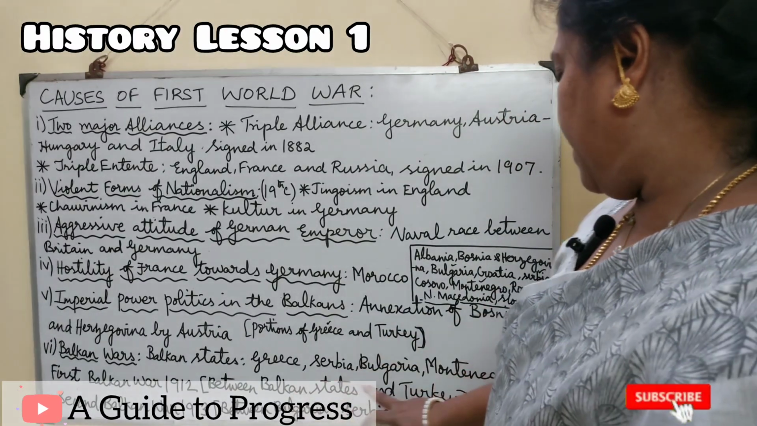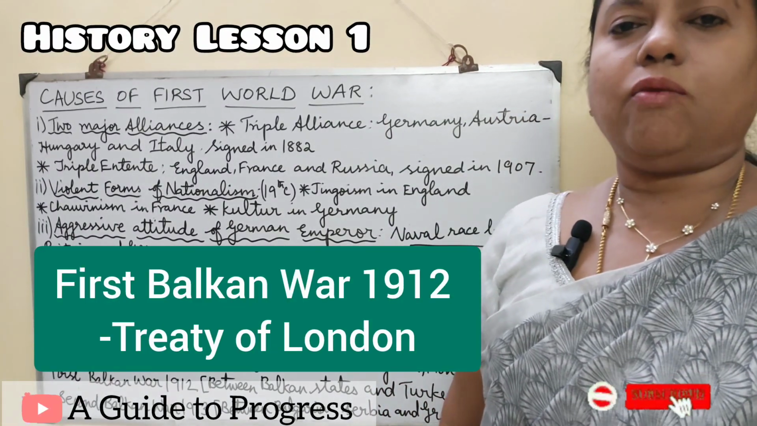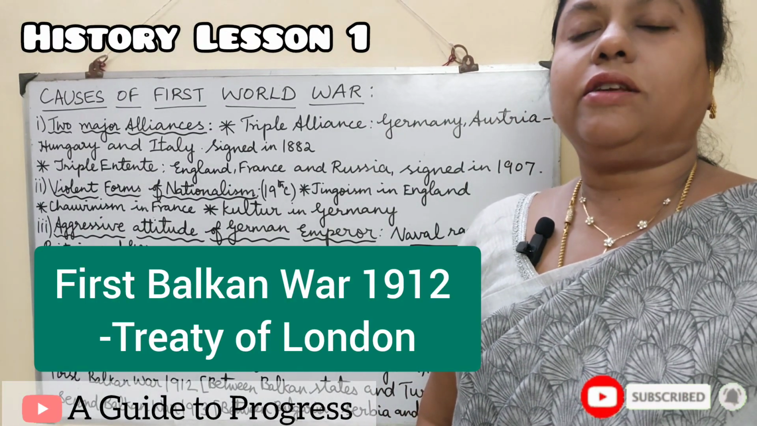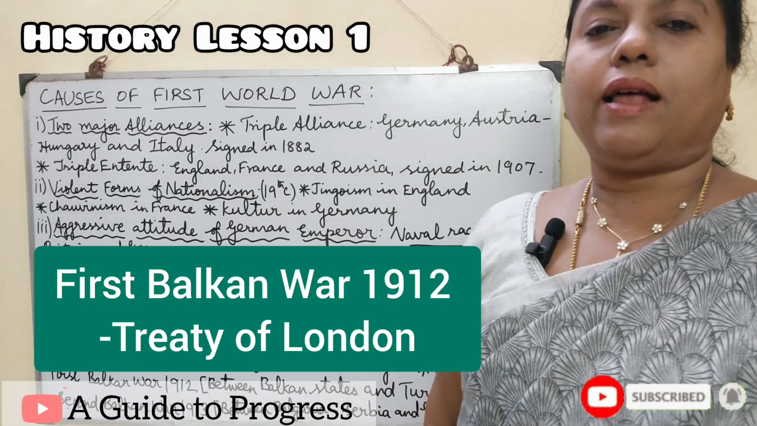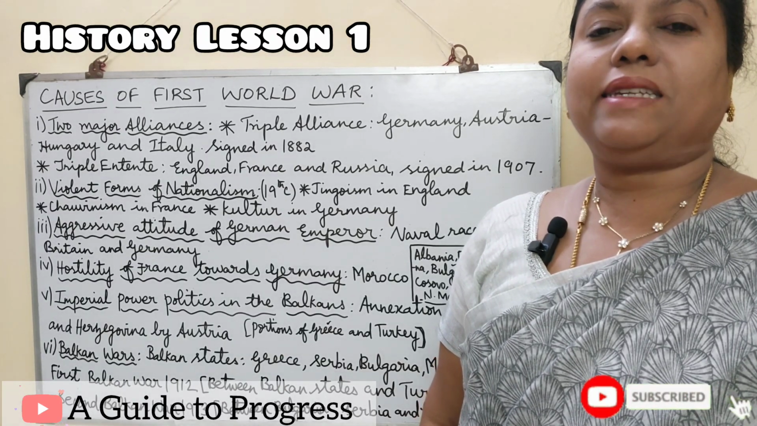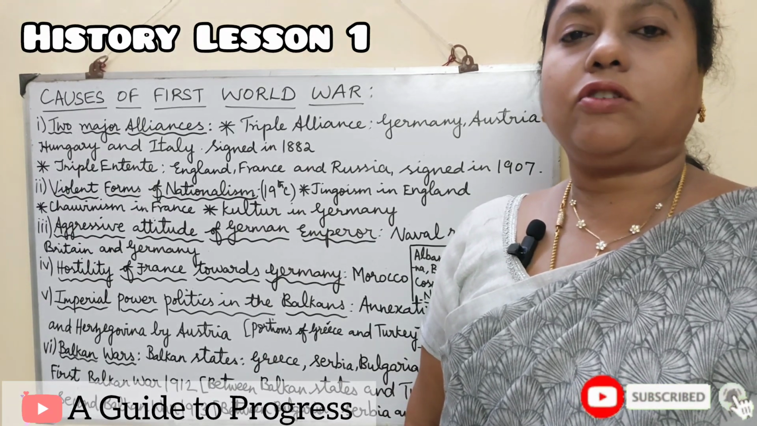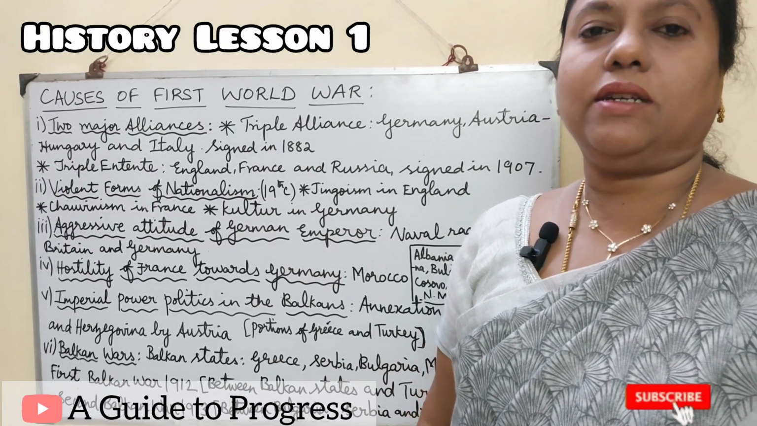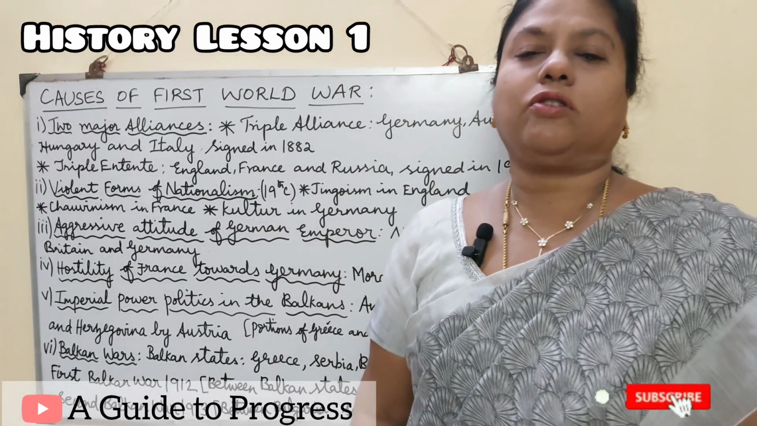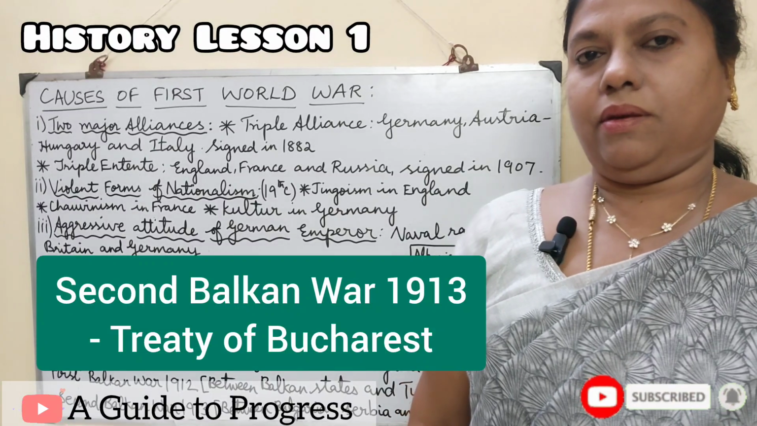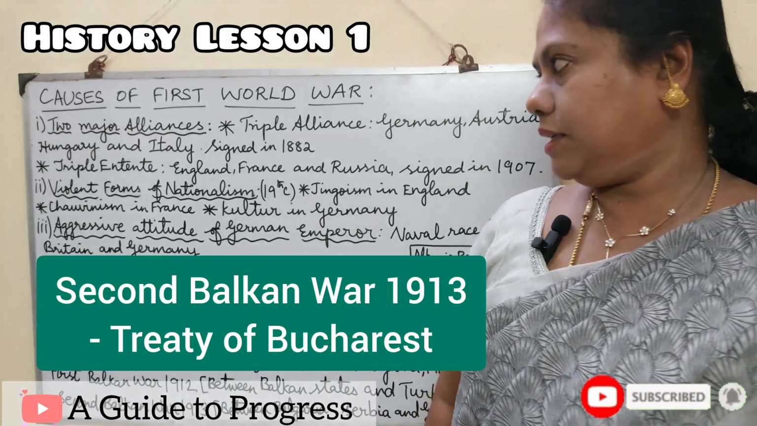Greece, Serbia, Bulgaria and Montenegro invaded Turkey and defeated her. This was called the First Balkan War, which was fought in 1912. The Treaty of London was signed as a result of this war. A new state of Albania was created and Macedonia was shared among the victorious powers. But Bulgaria was not satisfied with the share she got. So Bulgaria invaded Serbia and Greece, and this was called the Second Balkan War. And the Treaty of Bucharest was signed at the end of this war in 1913.